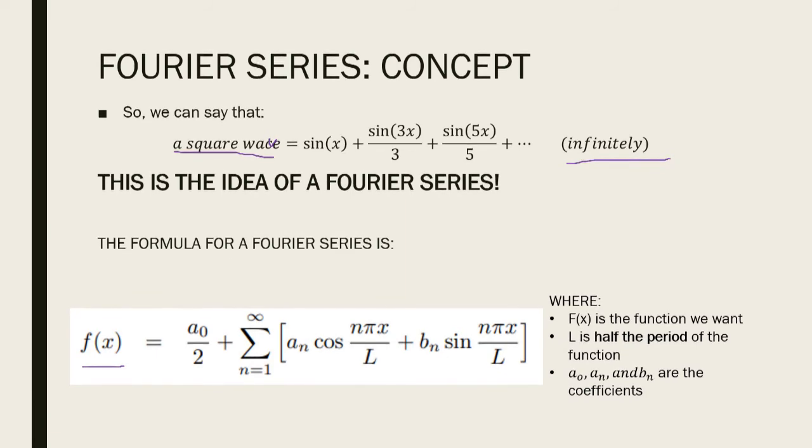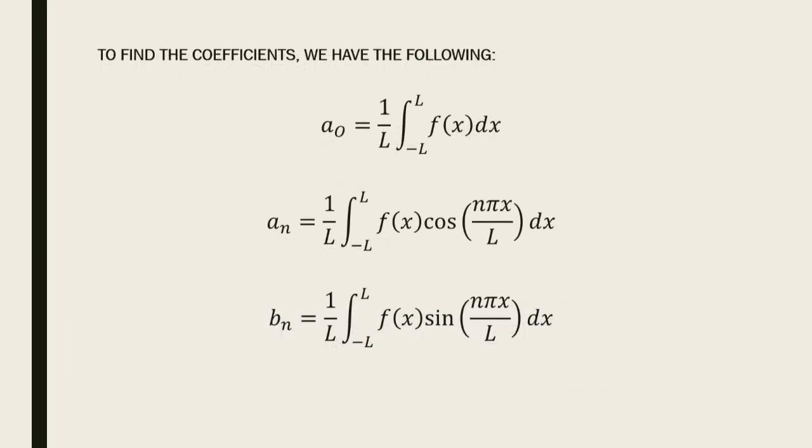a naught, a sub n, and b sub n are the coefficients, which also have their corresponding formulas, as you can see here. a naught is equal to 1 over L times the integral of f of x dx from negative L to L. a sub n is equal to 1 over L times the integral of f of x cosine n pi x over L from negative L to L. And b sub n is equal to 1 over L times the integral of f of x sine n pi x over L dx from negative L to L.